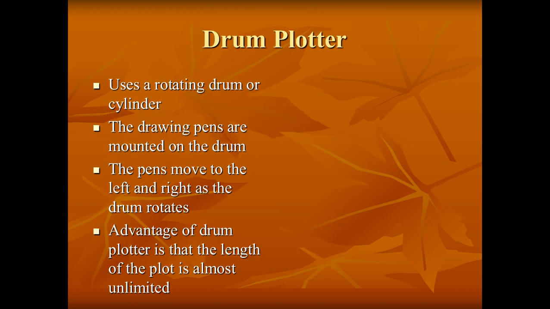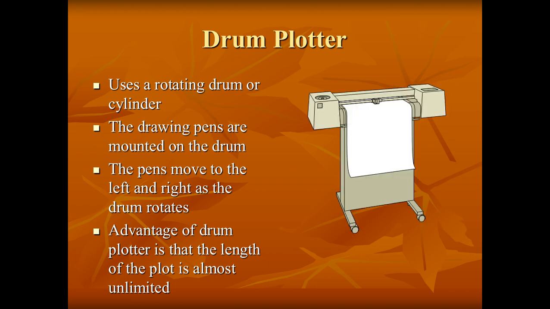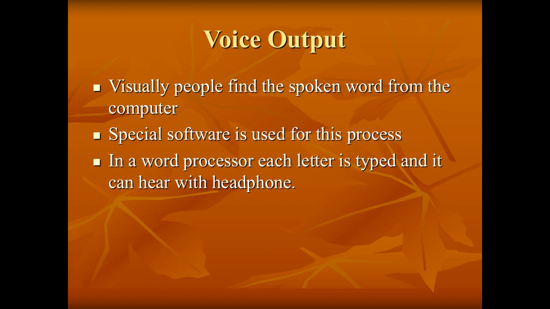Voice output. Visually impaired people find the spoken word from the computer useful. A special software is used for this process. In a word processor, each letter is typed and it can be heard with the help of headphones. Now, audio output. Audio devices translate audio information from the computer into sounds that people can understand. Speakers and headsets.